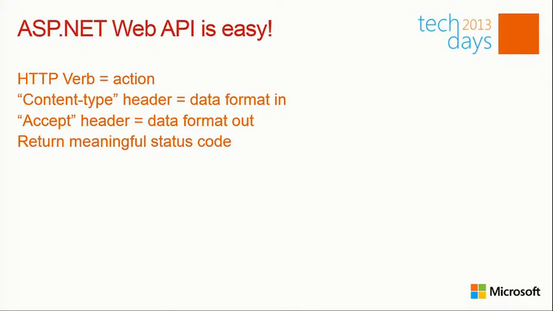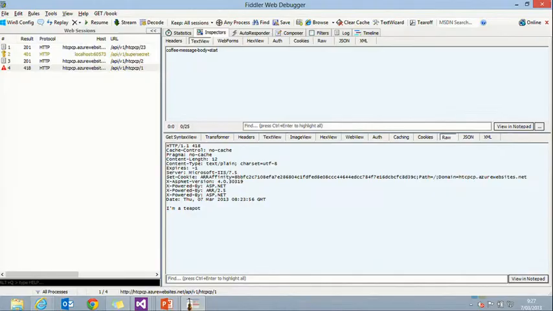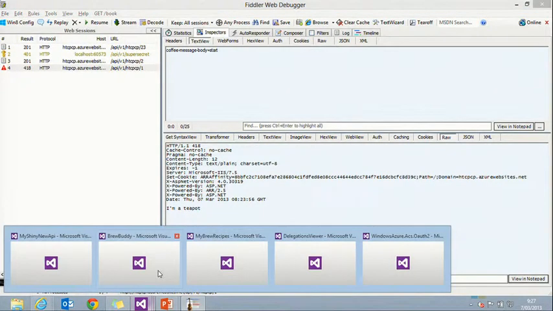Again, think about meaningful status codes. By default, if you do something, it will always return a 200, but return meaningful status codes in your application as well. I'm going to give a very quick demo on what you can do with Web API.